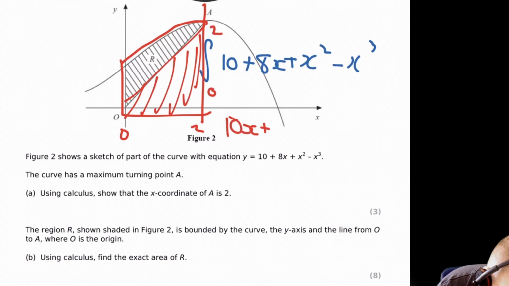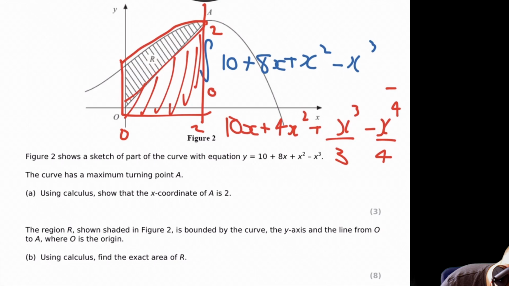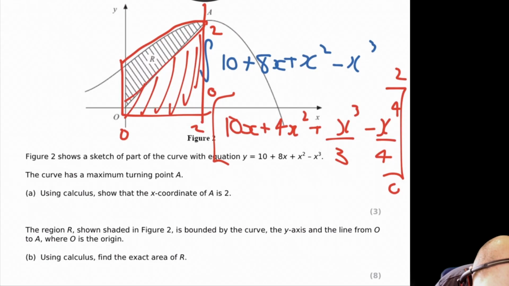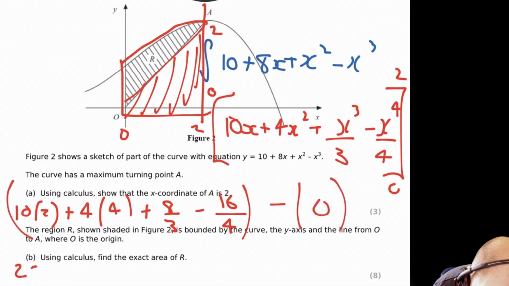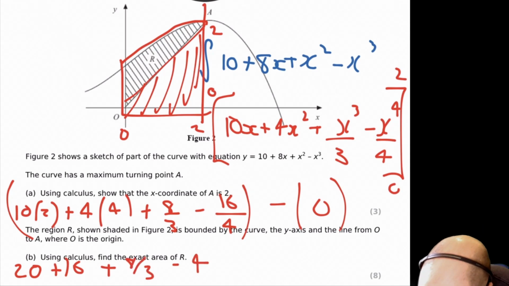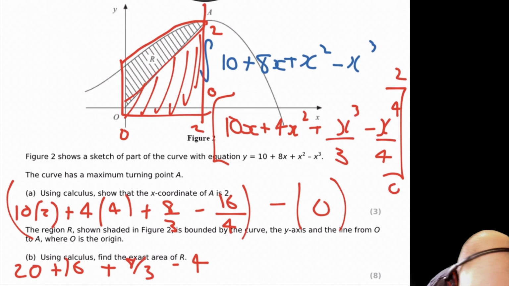So we get 10x plus 4x squared plus x cubed over 3 minus x to the 4 with our limits of 0 and 2. So that's going to be 10 lots of 2 plus 4 lots of 4 plus 8 over 3 minus 16 over 4. Take away 0. So we get 20 plus 16 plus 8 over 3. Take away 4. We want to try and find an exact area this time, so we need to be a bit careful about it. So I get 32 plus 8 over 3, which is 104 over 3.